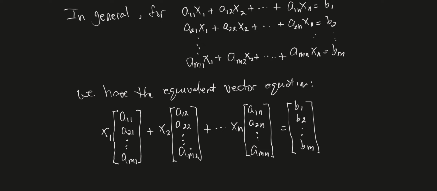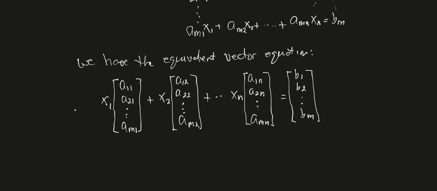Right? So now this same system has another way of being represented, but now using vectors. So let's rename these. If you notice, each of these columns has m components, right? Starting from 1 going all the way down to m. So these are vectors in Rm, right?